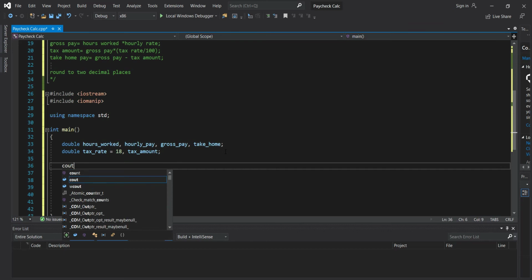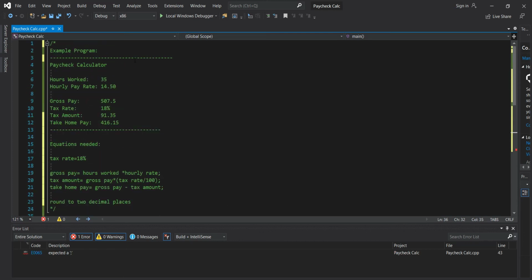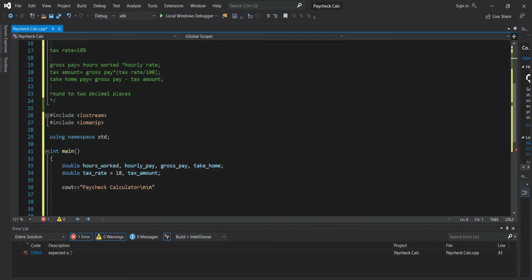So we're going to have our cout statement. We're going to have this Paycheck Calculator. And then I'm going to have two new line characters to have that enter. So you see what I'm doing right now is that after Paycheck Calculator, the new line goes to the next line, and then I want another new line to go to this line, so it can be right here.